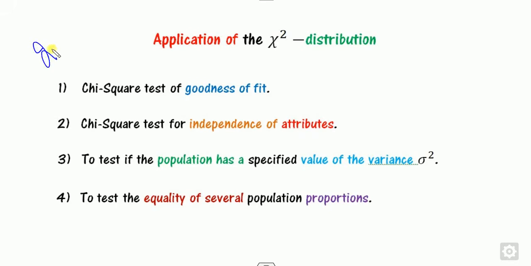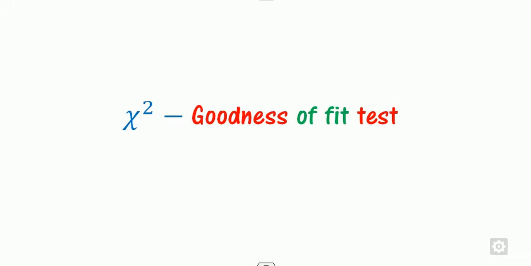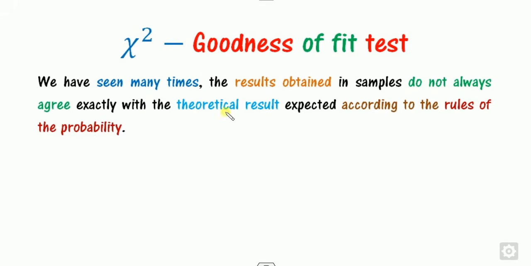Now the most important thing is the application of the chi-square distribution. So we will apply the chi-square test for goodness of fit, and the chi-square test for attributes, and then solve it. These are the four major important tests, and in this video we will cover the first test, and after that we will follow this series. So in this video we will see how the chi-square goodness of fit test works.